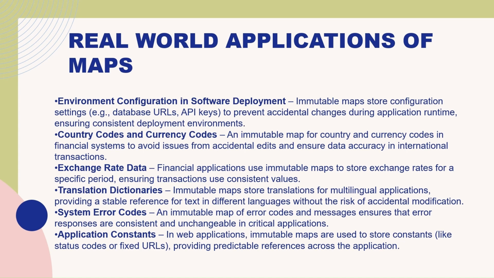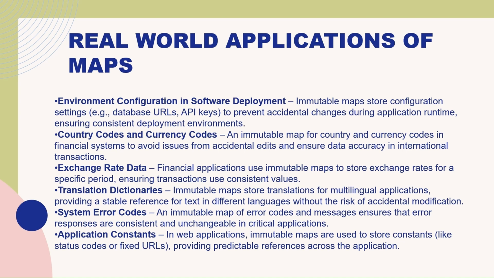Exchange rate data: financial applications use immutable maps to store exchange rates for a specific period, ensuring transactions use consistent values. Translation dictionaries: immutable maps store translations for multilingual applications, providing a stable reference for text in different languages without the risk of accidental modification.